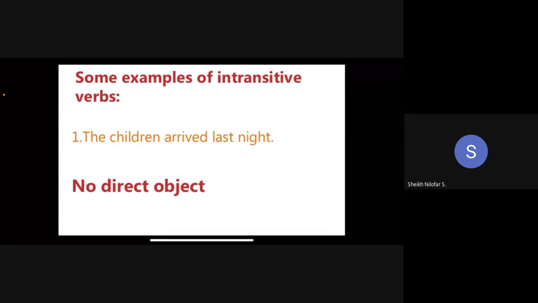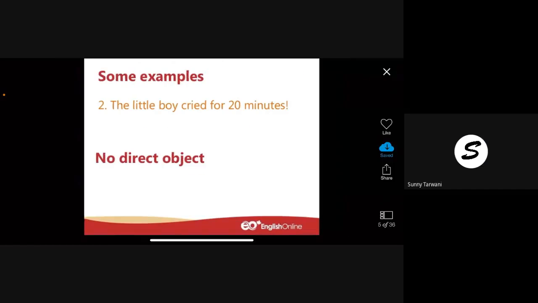Next, see, what about this one? What is the verb and which kind of verb is it? The little boy cried for 20 minutes. Cried is the word. Which kind of verb? Intransitive. Why? Because there is no object. Yes. So are others, do you all understand?